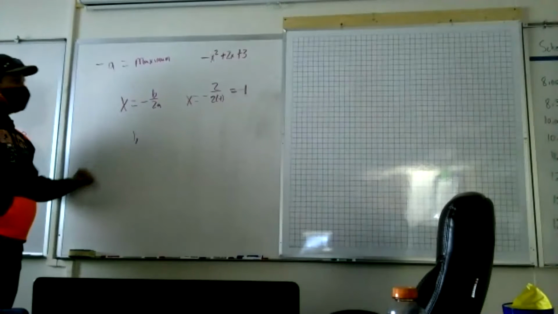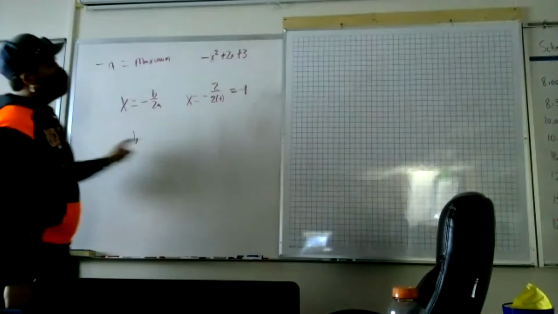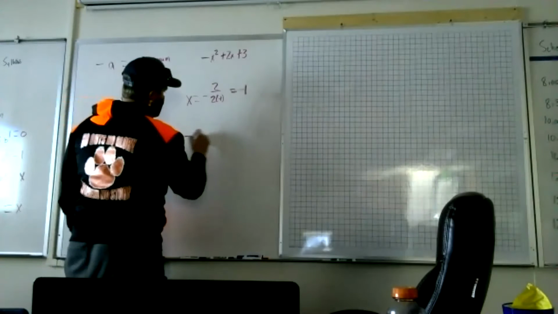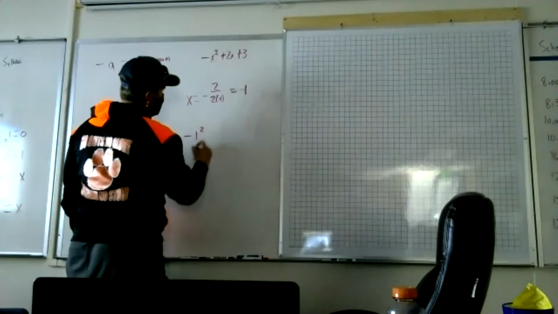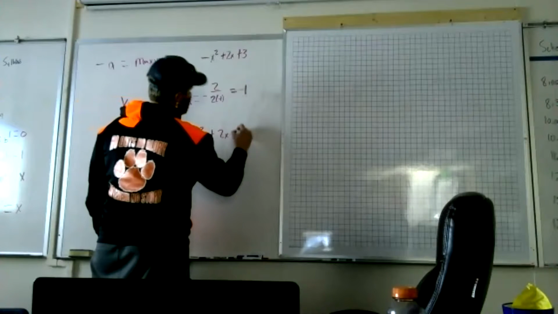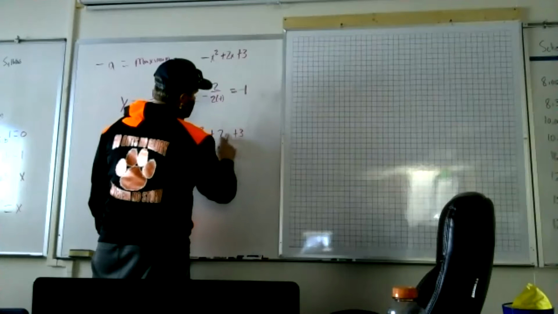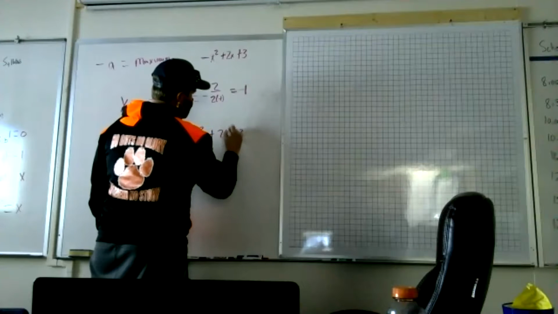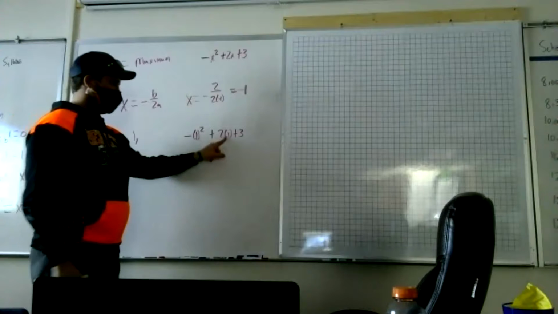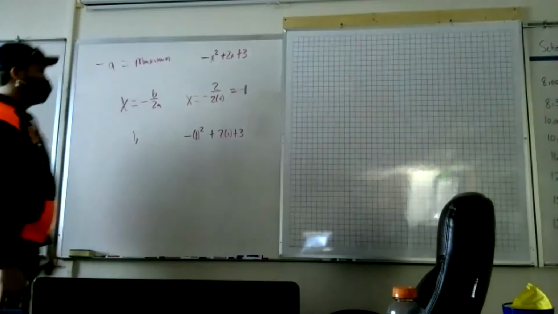To find the y value, I take what I just found and plug it into my equation. So here I have a negative 1 squared. The key is that the negative is on the outside, so we have to take the exponent first and then apply the negative. Okay, so order of operations.